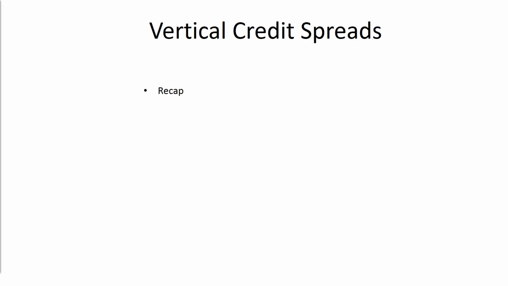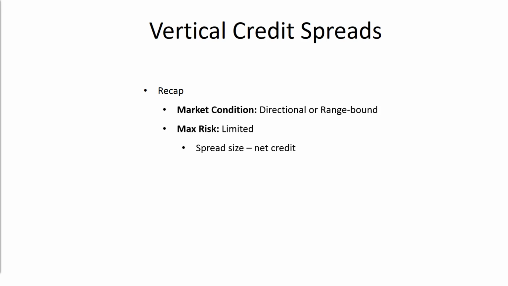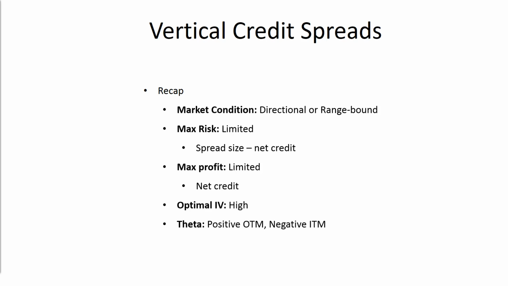Okay, so let's recap the credit spread trade. We can use credit spreads to make directional or range-bound bets, making it a flexible tool. Our max risk is limited to our spread size minus our net credit. Our max profit is limited to our net credit that we bring in from the sale of a spread. Our optimal IV is high because we're sellers of options, so we want to collect as much premium as possible. Our theta is positive when we're out of the money and negative when we're in the money, so most of the time, if you're trading credit spreads correctly, theta will be working in your favor.